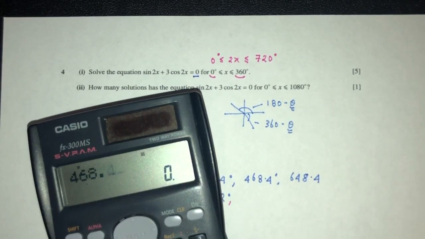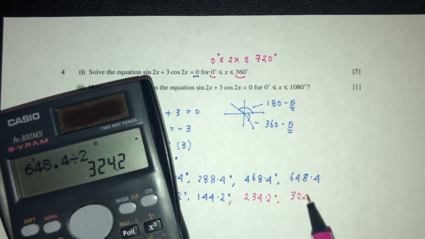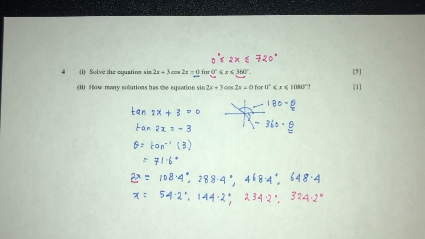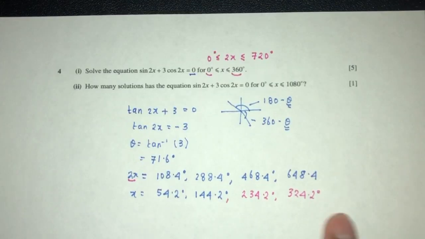So 468.4 divided by 2, that will be 234.2. 648.4 divided by 2, that should be 324.2. As you can see, these values of x are between 0 and 360, so all these qualify as your values of x.